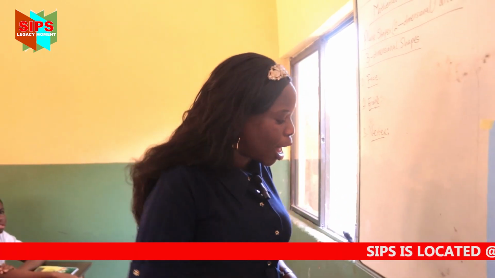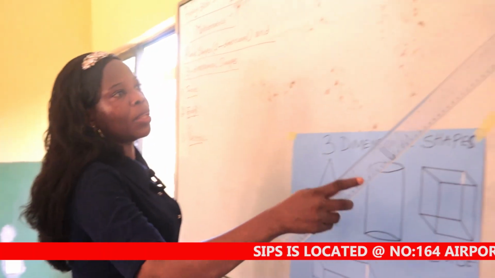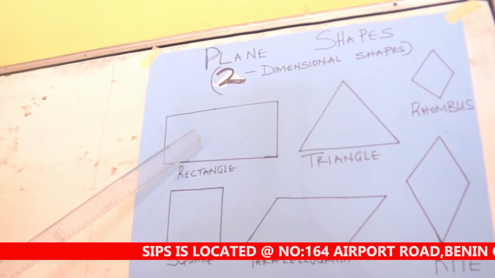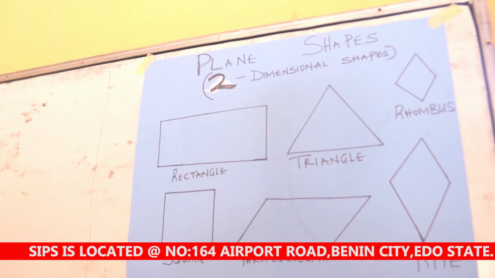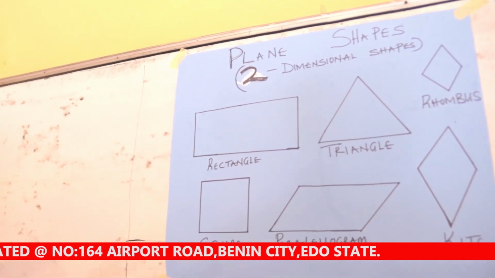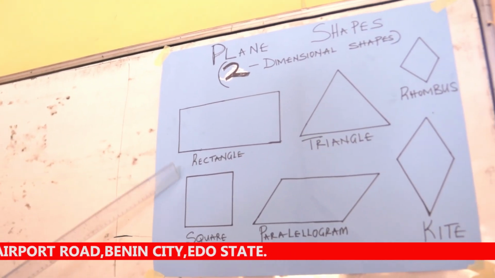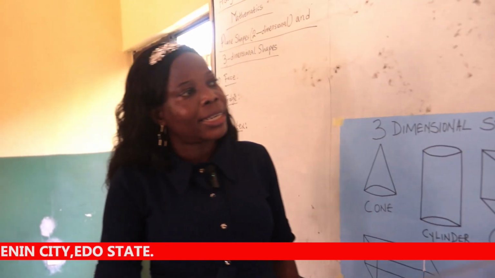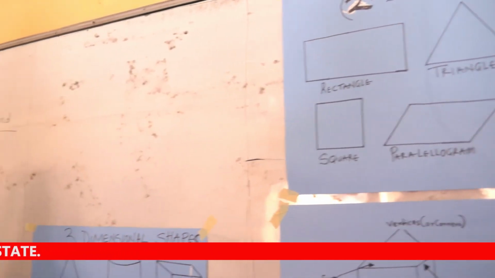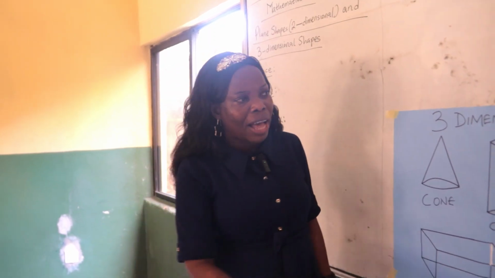Number 1, we are going to start with a rectangle. A rectangle has how many faces? Just one face. It has 4 edges and 4 vertices. But before I go further, let's look at these shapes.